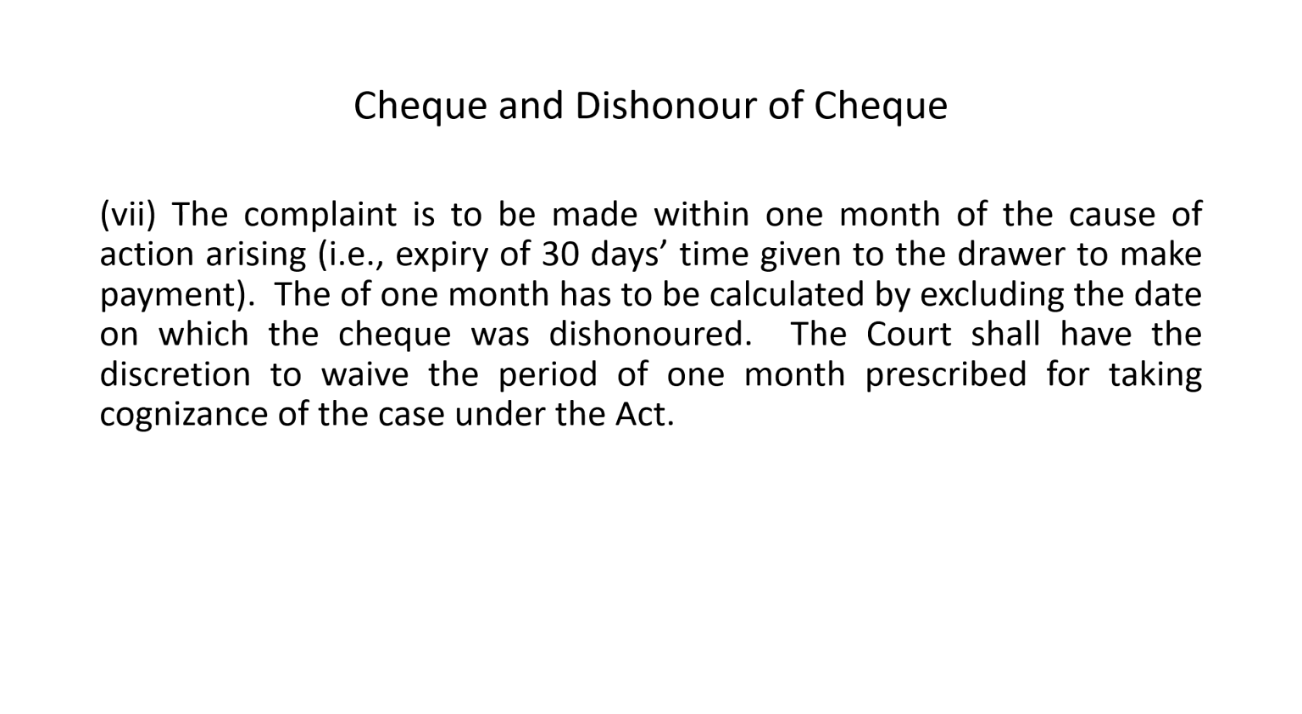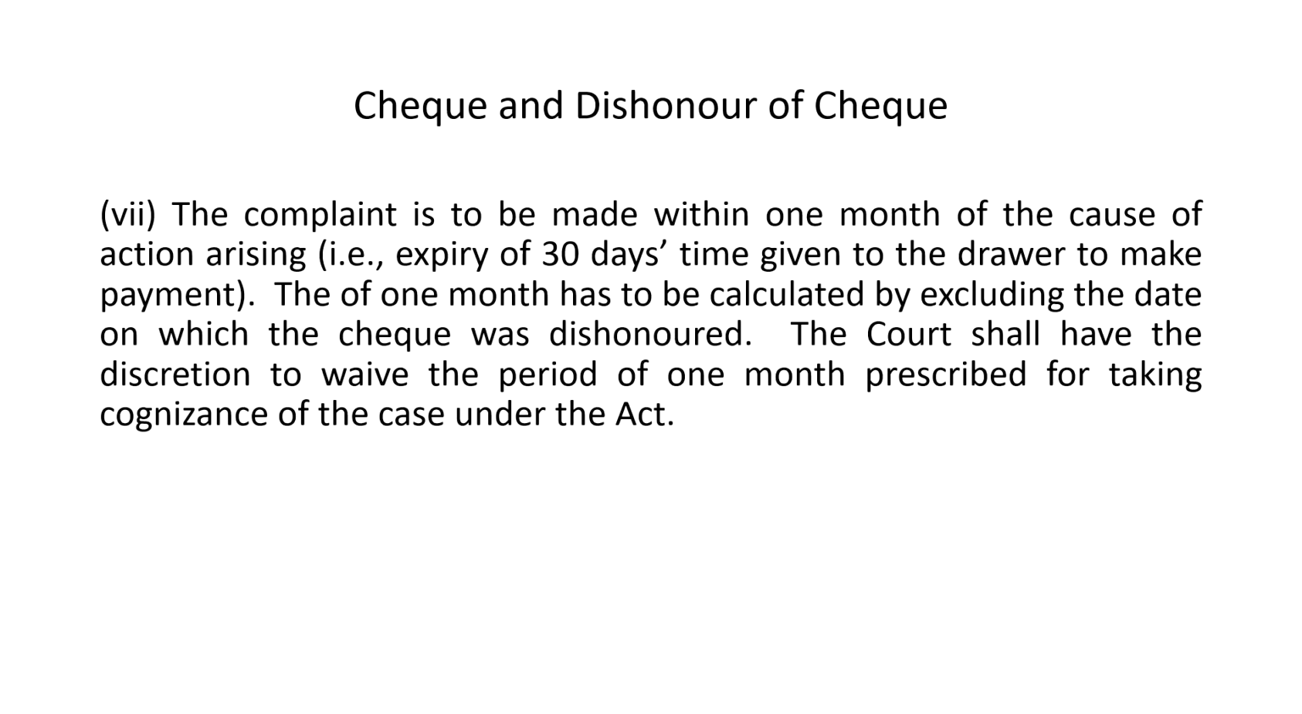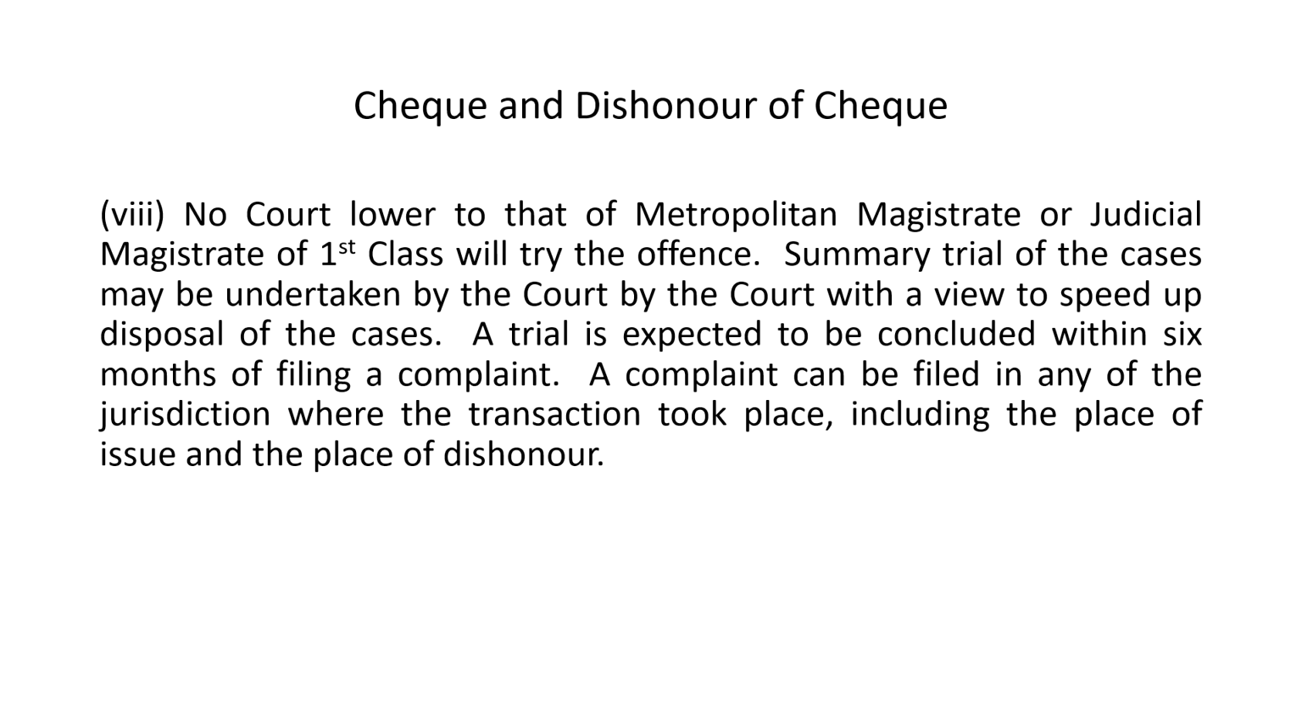The 1 month has to be calculated by excluding the date on which the check was dishonored. The court shall have the discretion to waive the period of 1 month prescribed for taking cognizance of the case under the act. A little discretionary power has been conferred, but the procedure is laid down that as soon as the cause of action starts and the 1 month, that is 30 days, expires, from that date you are entitled to file a complaint against the maker for non-payment of a check.